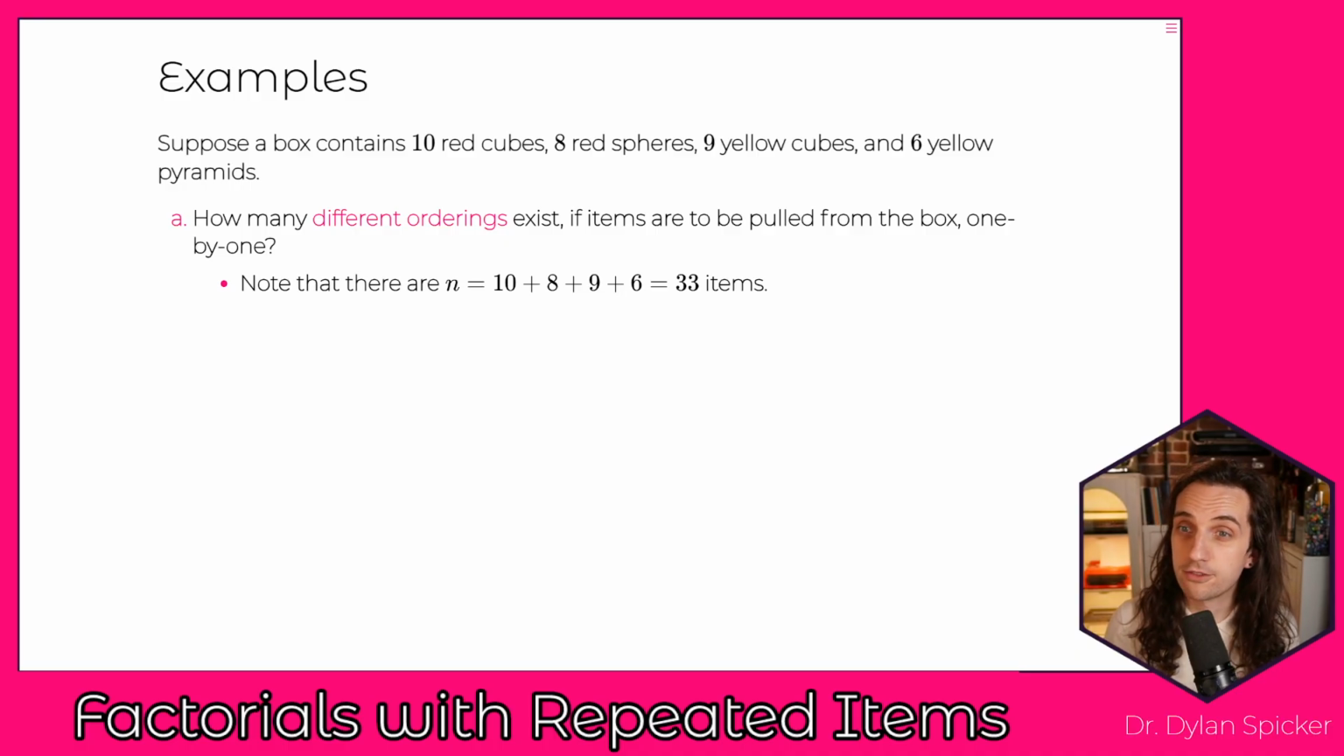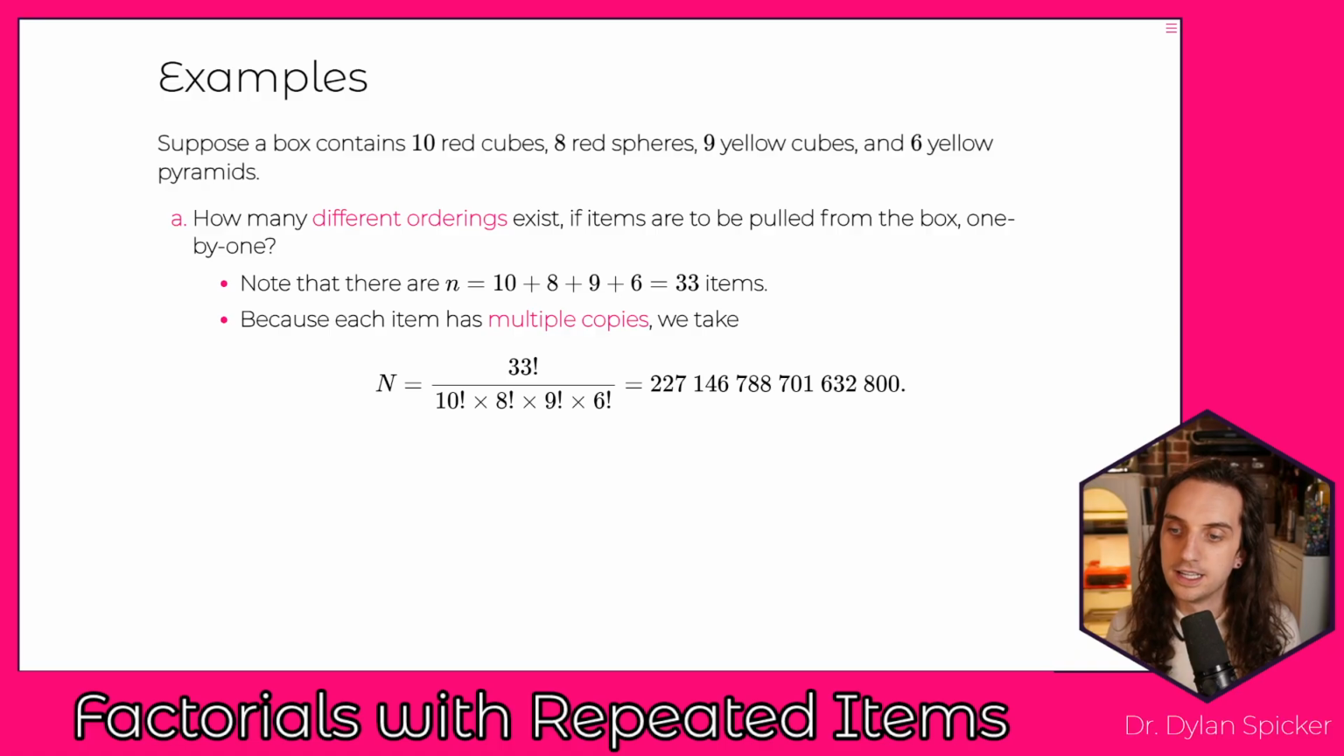However, we know that we have repeats, right? We are going to have 10 repeats of the first type, 8 repeats of the second type, 9 repeats of the third type, and 6 repeats of the fourth type. And so what we do is take the total number, 33 factorial, divided by repeats of the first type factorial, repeats of the second, repeats of the third, and repeats of the fourth. If you work this out, we get this incredibly large number over here, but this ultimately follows the pattern we were talking about here.